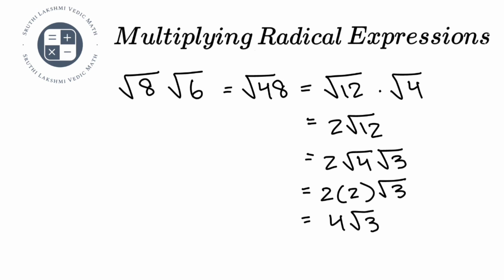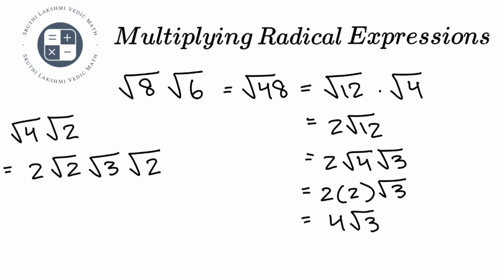We can factor root 8 and root 6 before multiplying to also get our answer. So root 8 can be written as root 4 times root 2. Root 4 can be simplified into 2. So 2 root 2 times root 6, which can be written as root 3 times root 2.